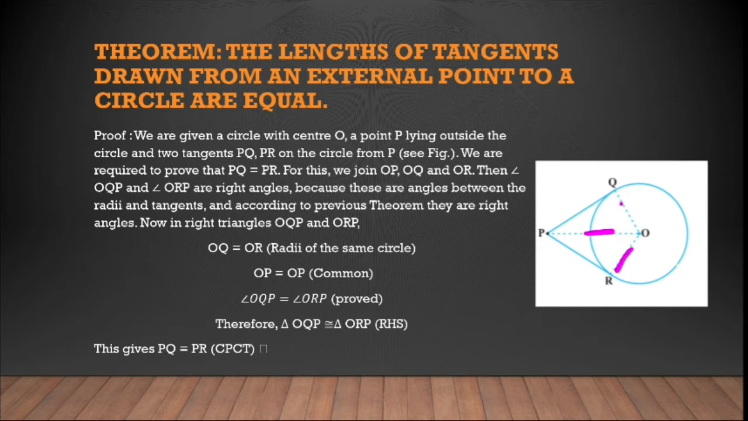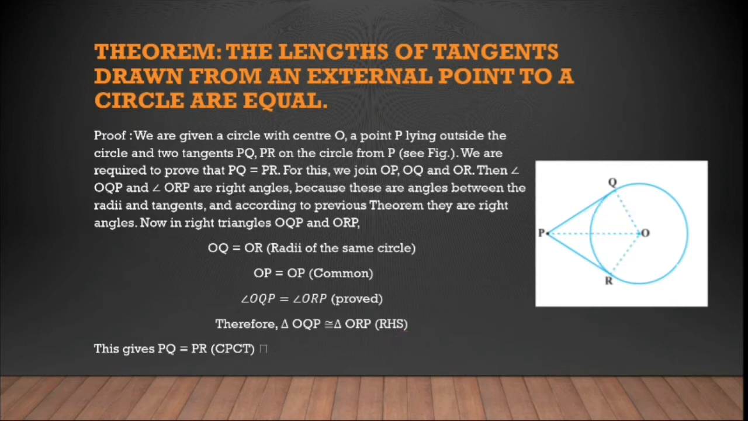This side is equal to this side because they are radii, and this angle is equal to this angle because they are both 90 degrees. So by the RHS rule, right angle, hypotenuse, side, you can say that these two triangles will be congruent triangles.